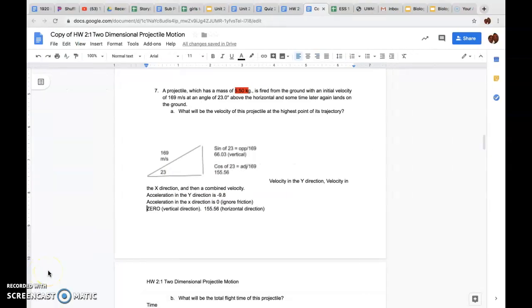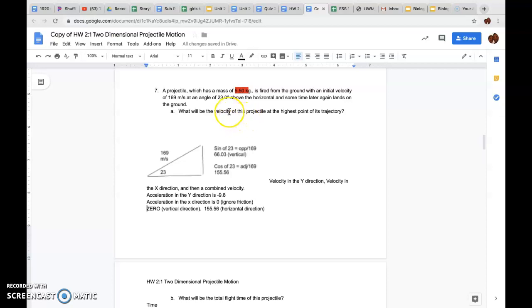Hey, physics kids, here's a little bit of help for basically question number 7. We've got a projectile which has a mass of 5.5 kilograms. It's fired from the ground with an initial velocity of 169 meters per second at an angle of 23 degrees above the horizon, and at some time later, again lands on the ground. It's asking for a bunch of questions here, all stuff that we've done before. So I want to make sure that we go through it.